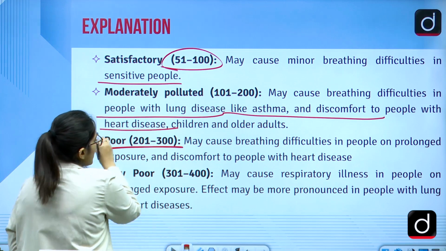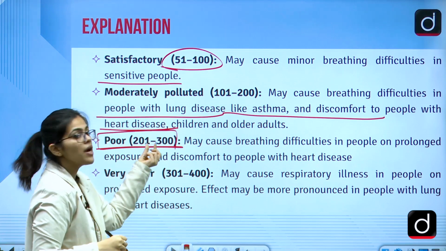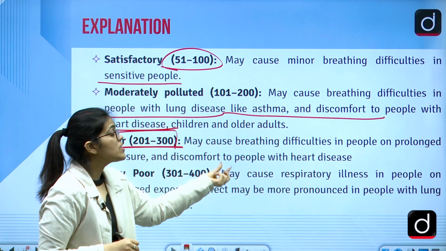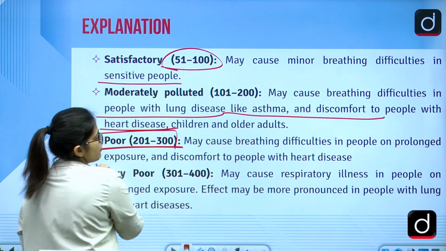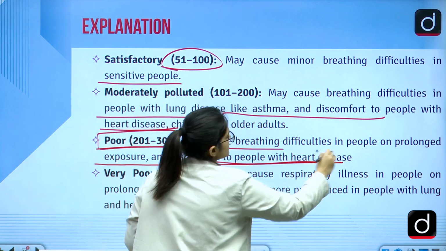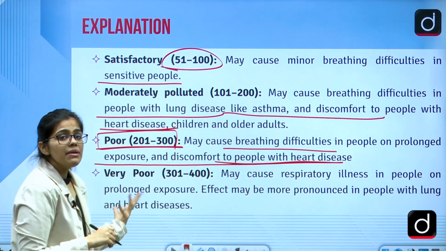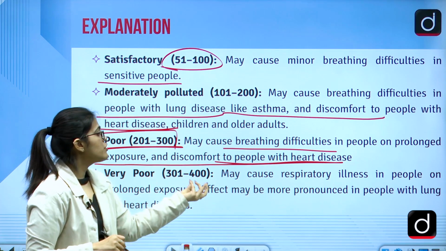Then we have poor, and this is from 201 to 300. It can cause serious breathing problems to people, and prolonged exposure can also create heart diseases. Right? Then we have very poor, and it is from 301 to 400.